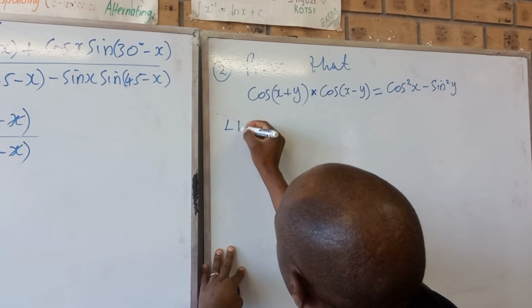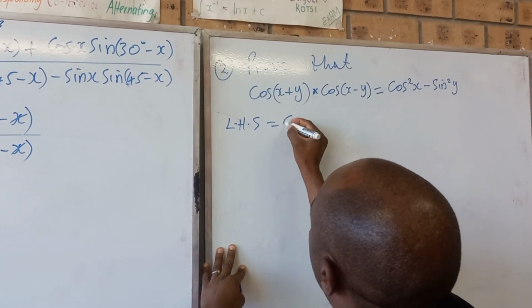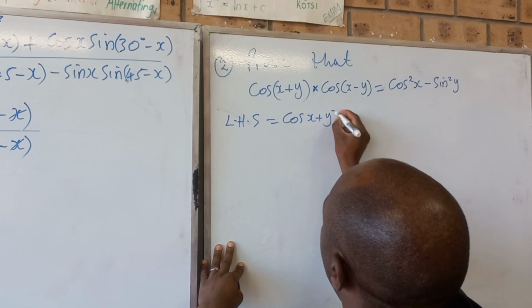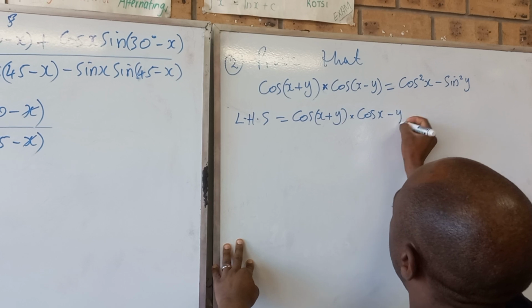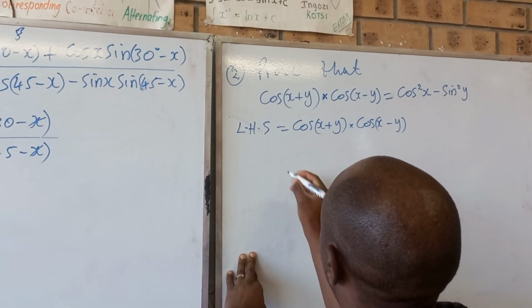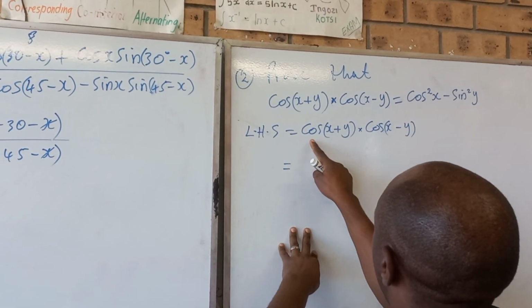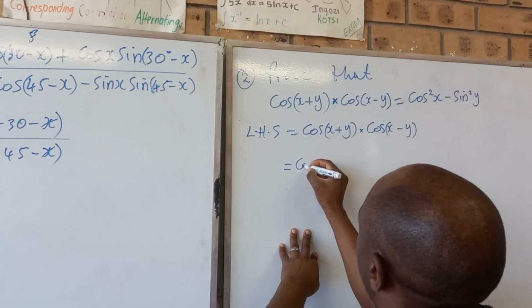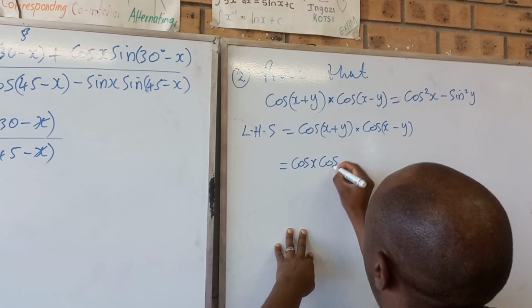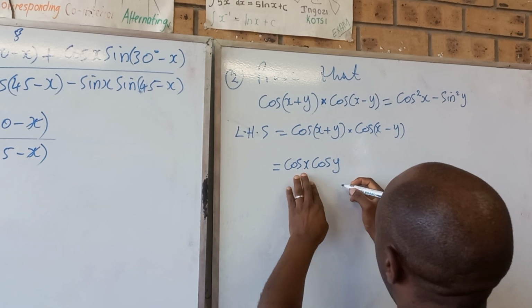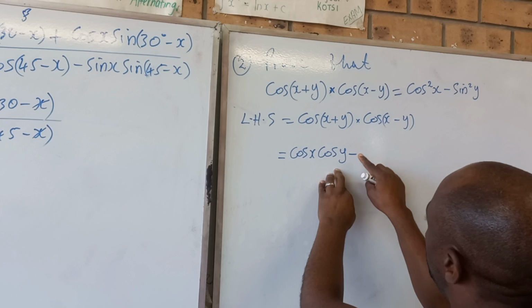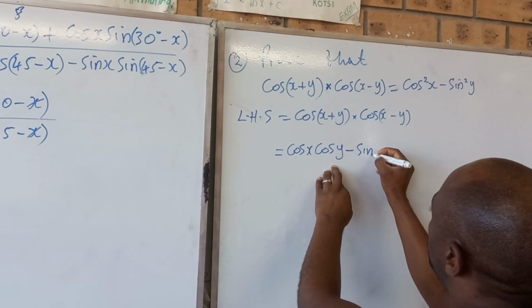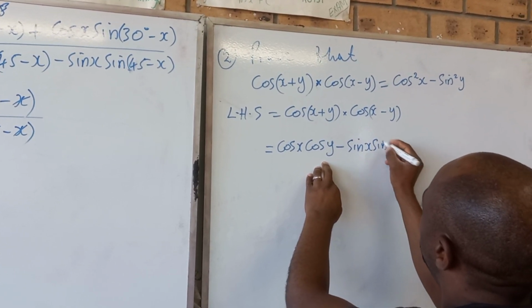So I'm going for the left hand side, which is cos(x plus y) multiplying cos(x minus y). So this is formula number 11 for math level 4. If I'm expanding, this is cos x cos y. You know the arrangement for formula 11 is cos and cos, followed by sine and sine. The positive sign goes with a negative sign. So this is sine x sine y.